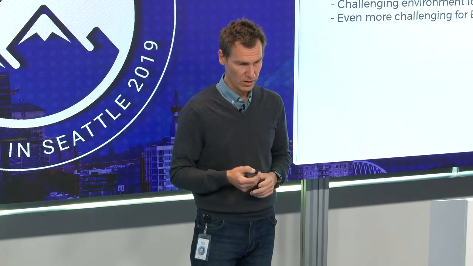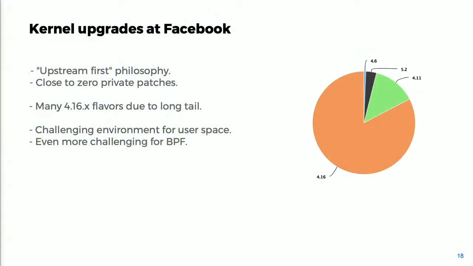What about Facebook? Inside of Facebook, we upgrade the kernels very quickly. We're already deploying the 5.2 kernel to production, which is less than several months old. We have an upstream first philosophy. Every patch that we run in production will be seen by upstream.